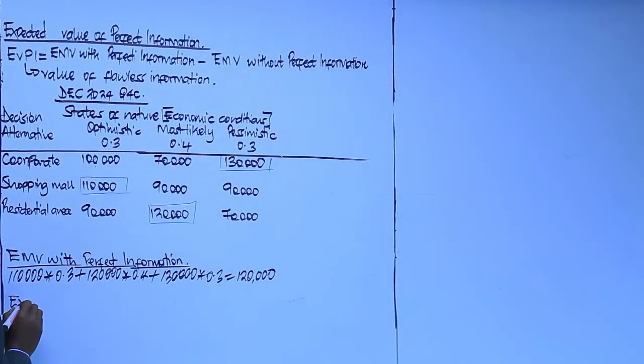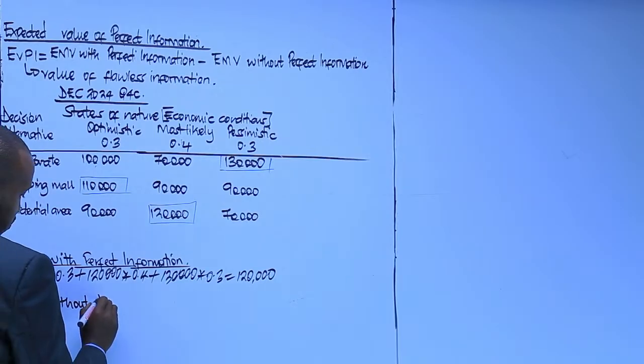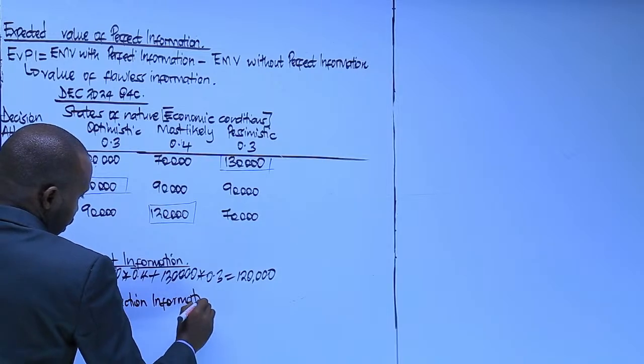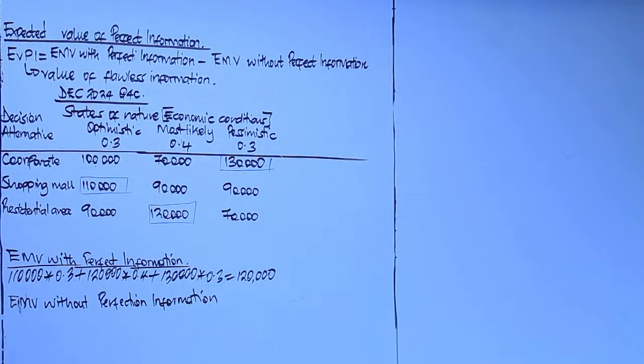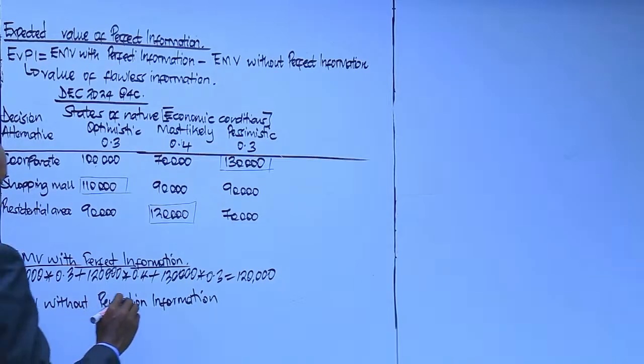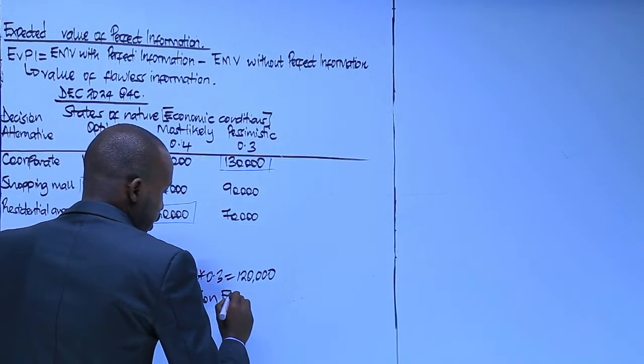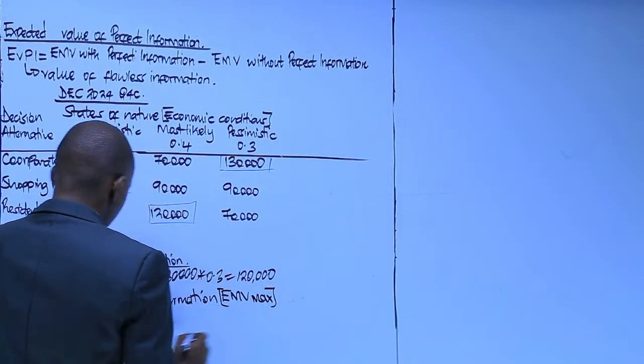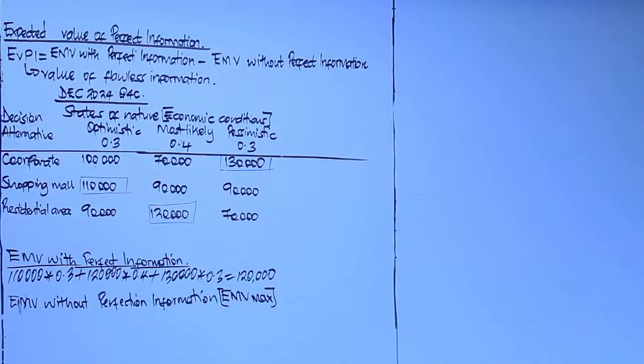The next thing I want us to do is to determine your expected monetary value without perfect information. The expected monetary value without perfect information is simply your EMV, your maximum expected monetary value. And how did we get your expected monetary value? You simply take your payoffs by the probability. For example, corporate. We have done this previously.